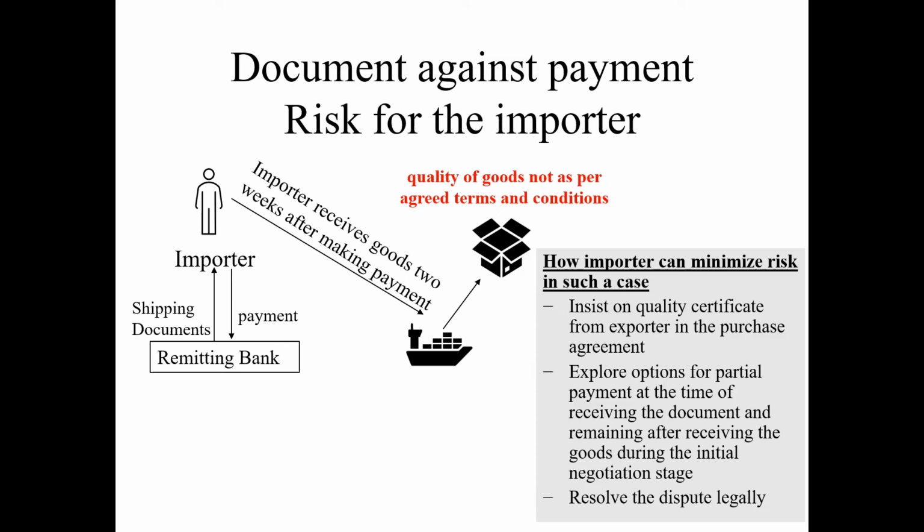So to minimize risk, the importer can either insist on a quality certificate from the exporter during the negotiation phase, or can explore options for partial payment at the time of receiving the documents, while the remaining amount can be paid after receiving the goods. But again, this has to be agreed upon between the exporter and importer during the initial negotiation stage itself. The last option for the importer will be to resolve the dispute legally.